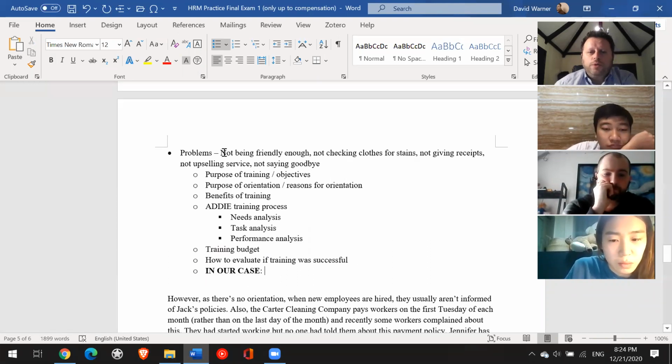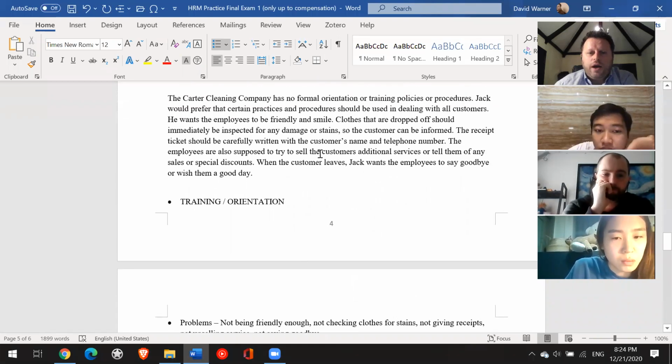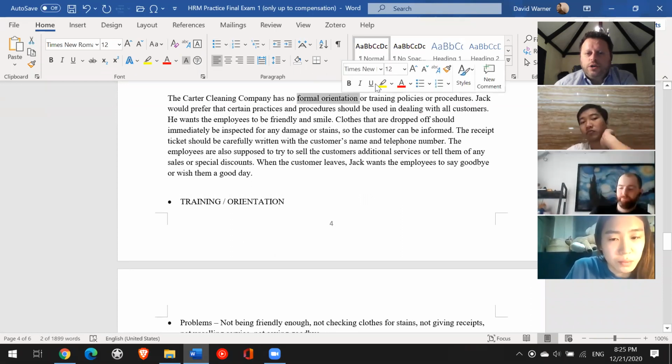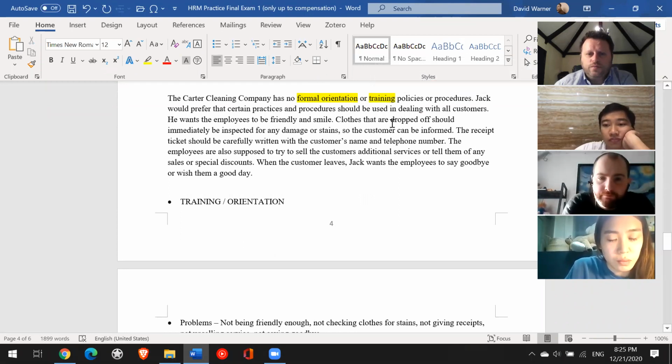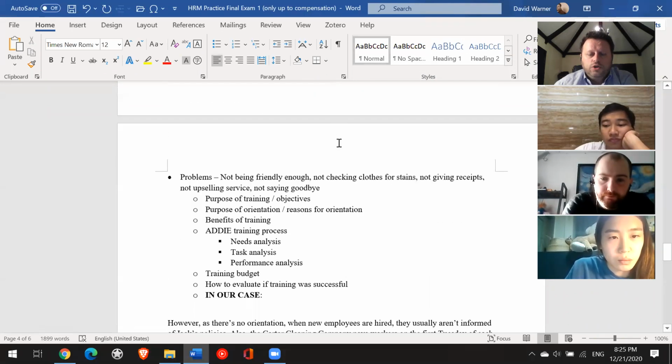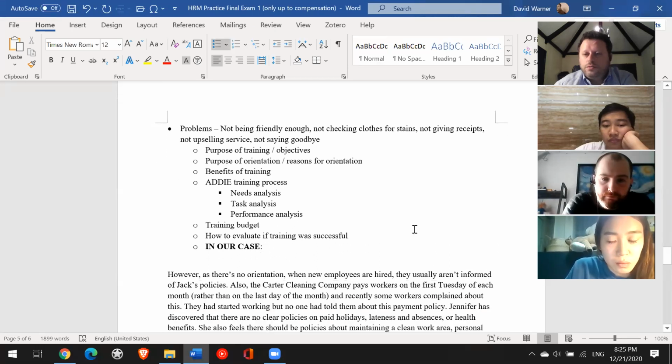So we know some of the problems. People aren't being friendly. They're not checking clothes for stains. They're not giving receipts. They're not upselling, and they're not saying goodbye. And there's no formal orientation or training. So this is kind of 2 separate things. So what do you recommend? Can anybody give me some recommendations?